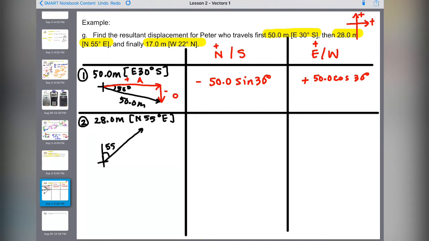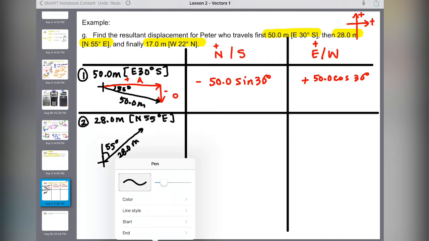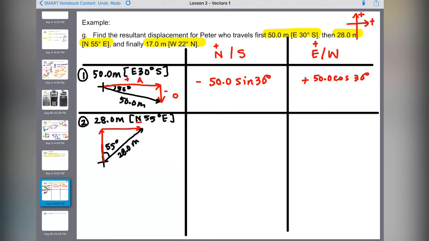North, 55 degrees east. This length is the hypotenuse, which is 28. And I'm going to go towards north, going to the east. I always just look at whatever they started out with. When it's north, I go up north, which is a plus, east, which is also a plus.